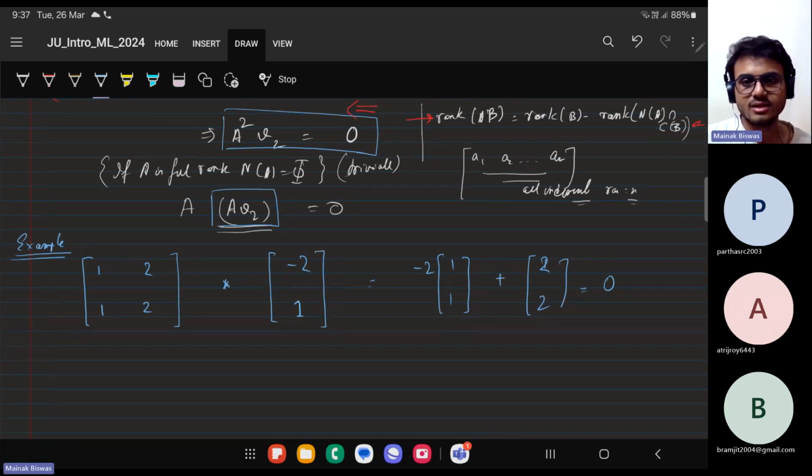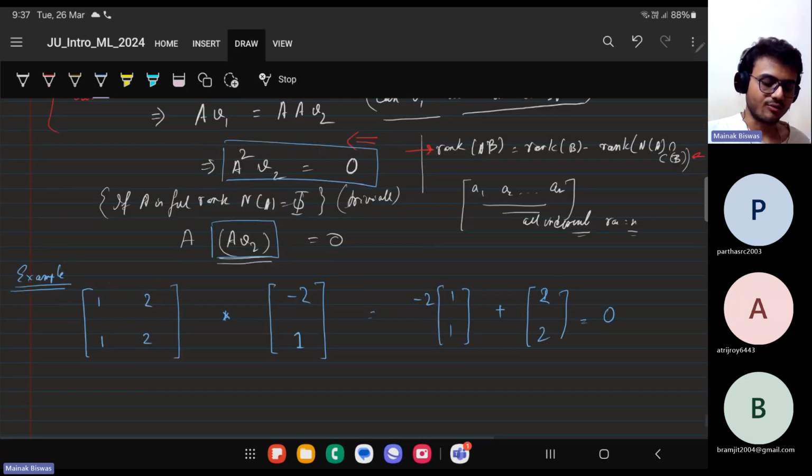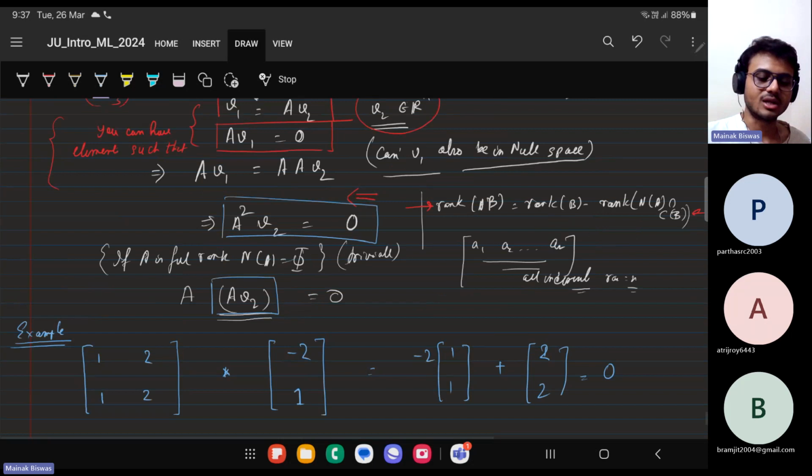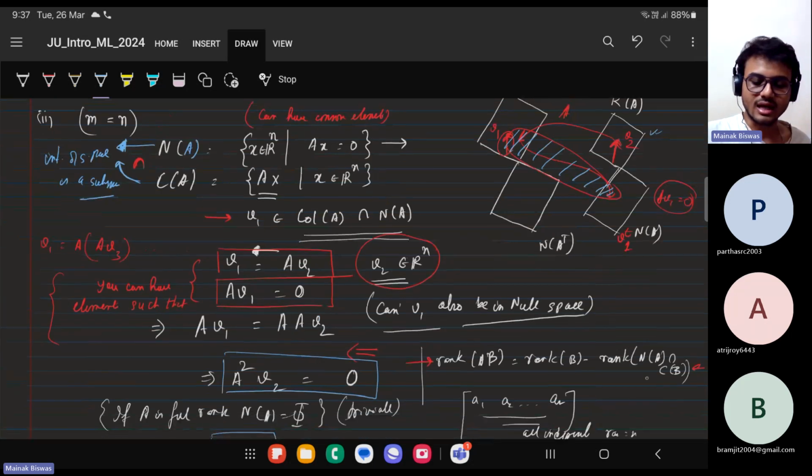But in this case, what we are seeing is that we also want -2, 1 to be in the column space. I'm not seeing if it is possible in this case. It should be possible in some other case, but it is not possible here. We'll get back to this with an example, but they can have common elements, which is what I am trying to say.